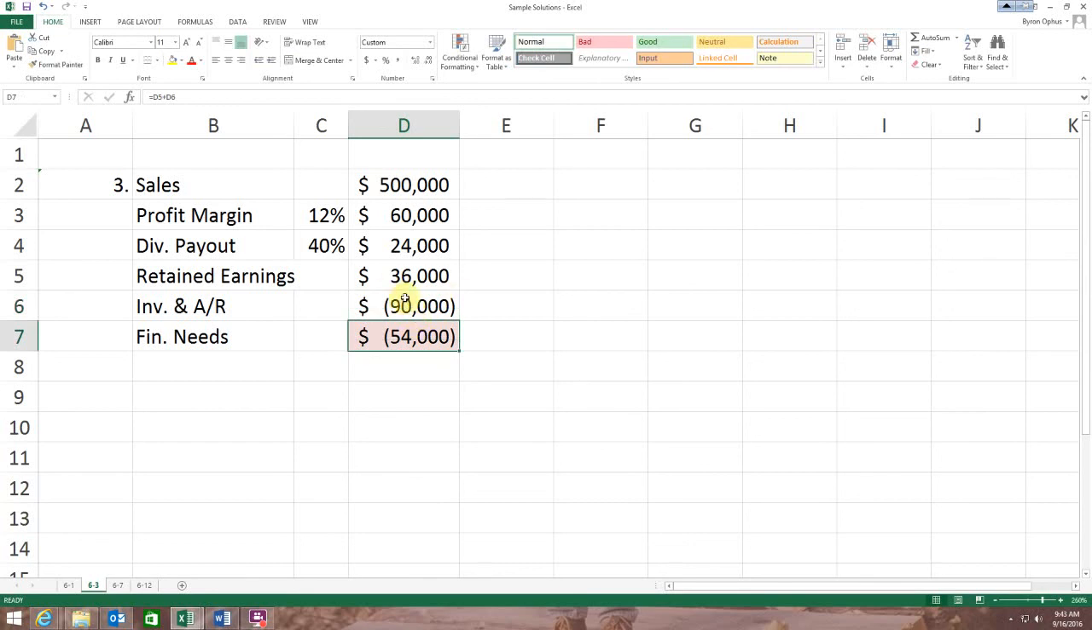So I have retained earnings of 36 and an inventory that I've got to increase by 90,000. My financial need is simply equal to, I can do a sum, just this and this. Just make sure your signs are correct here. And so I have a financial need of $54,000. I'll have to go talk to my bank. Not a bad deal for a bank there.